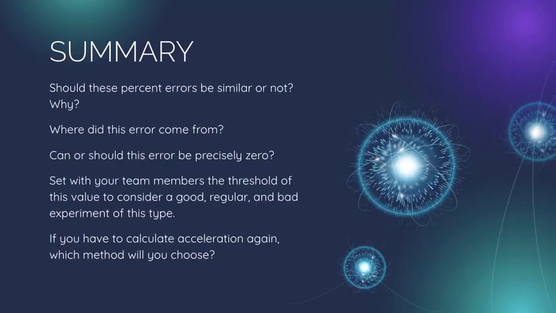Can or should this error be precisely 0? Yes, it can. It happened in acceleration number 2, as I showed you back in the table. We considered it to be a good experiment for this type, and we would calculate the acceleration by using the final velocity minus the initial velocity divided by time, and that's the method we would choose for acceleration.